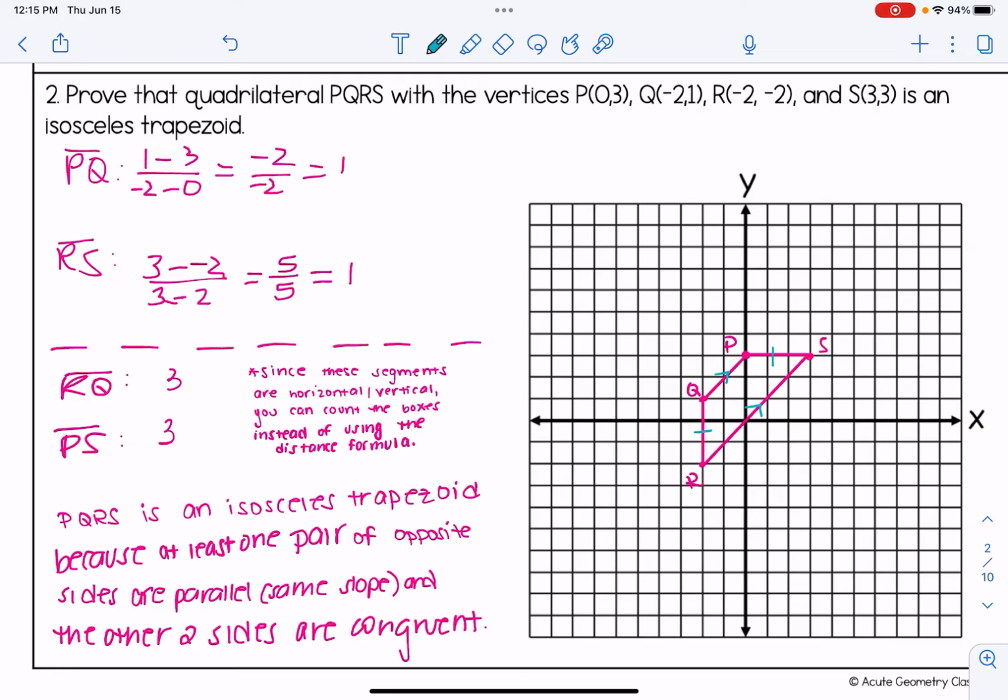So our sentence at the end: PQRS is an isosceles trapezoid because at least one pair of opposite sides are parallel because of the same slope, and the other two sides are congruent. Your conclusion should be just like when you write a conclusion in an essay and you tie everything together. We're talking about what we were trying to prove, what shape it was, what letters, PQRS in this case, what formulas did we use, and why.